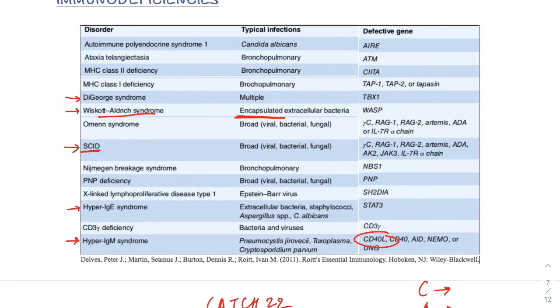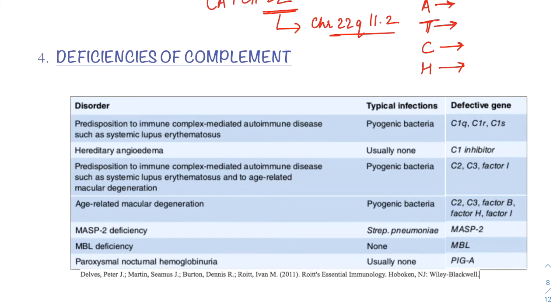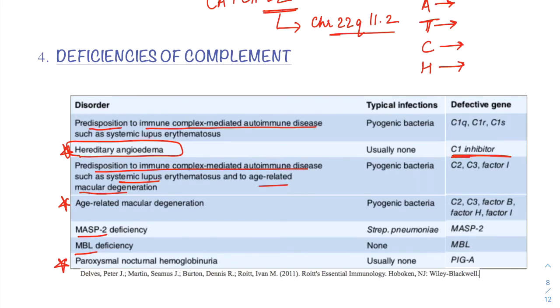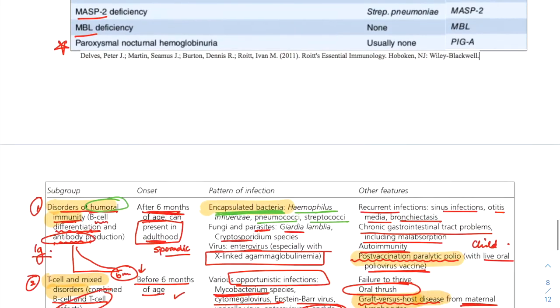So I'll be now going next to the deficiencies of the complement. So complement deficiencies, the most important are hereditary angioedema, age related macular degeneration, paroxysmal nocturnal hemoglobinuria. Okay, but the rest can include predisposition to immune complex mediated autoimmune disease such as SLE, MASP2 deficiency, MBL deficiency, etc. But hereditary angioedema is the most important here because of a defective gene of the C1 inhibitor that I'll be discussing in the later lectures.